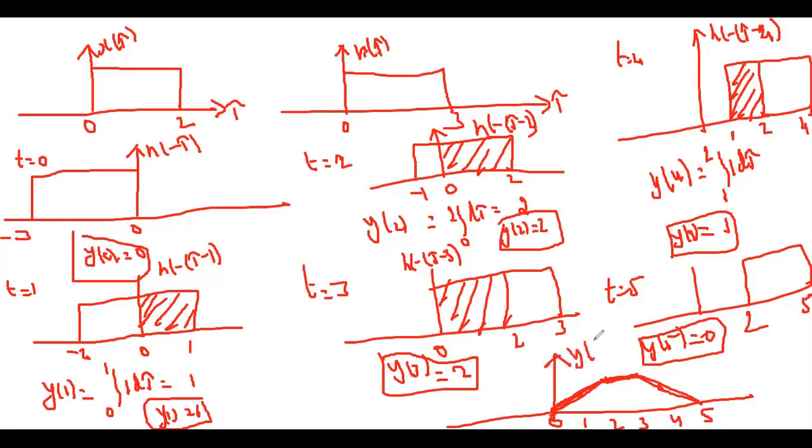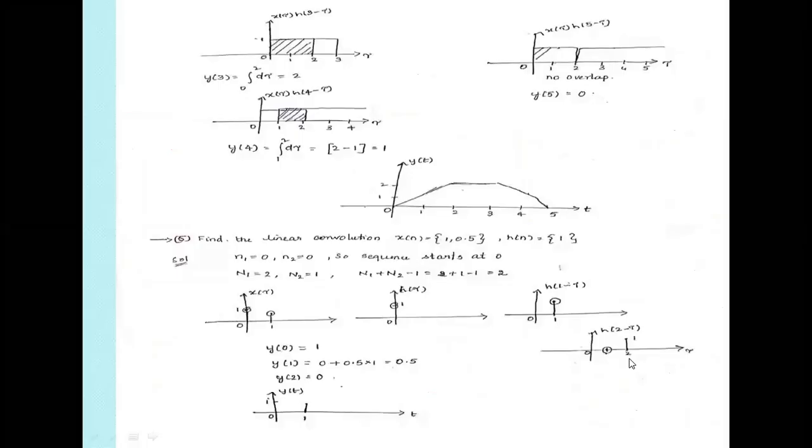So y of t is equal to, got it, my students? See, from 0 to 2 it increases, from 2 to 3 it is constant, and from 3 to 5 it decreases again.